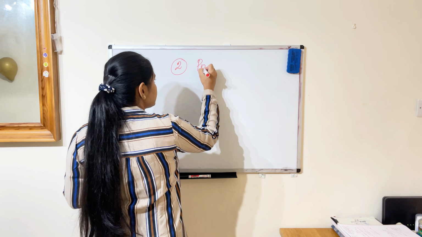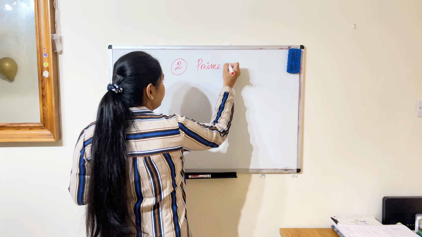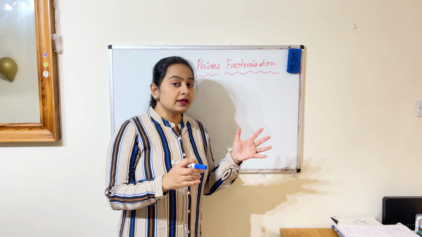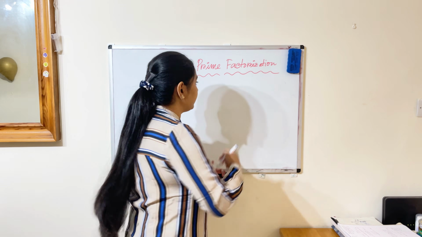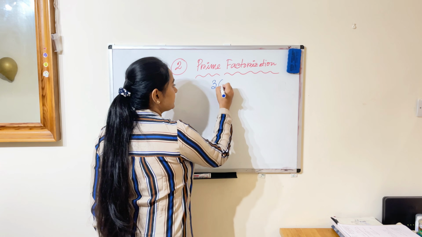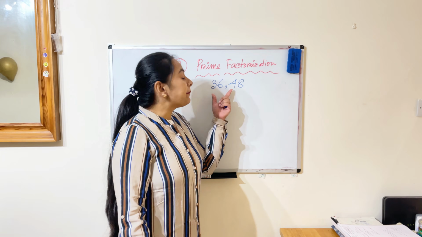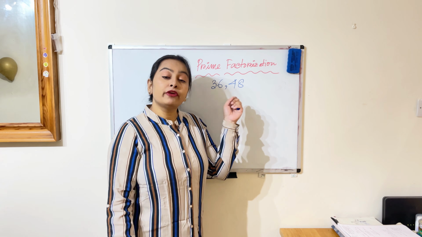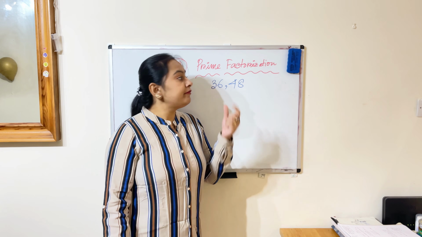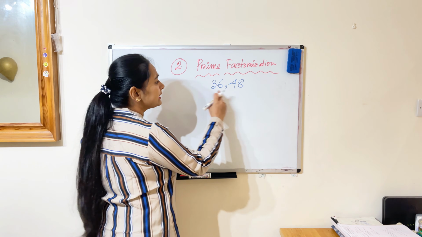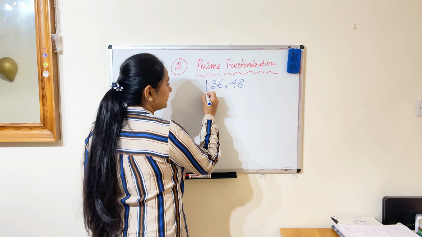The second one is the prime factorization method. To understand this process, I am taking another set of numbers, 36 and 48. By the prime factorization method, we have to find the HCF of this set of numbers. Okay? So 36 and 48.